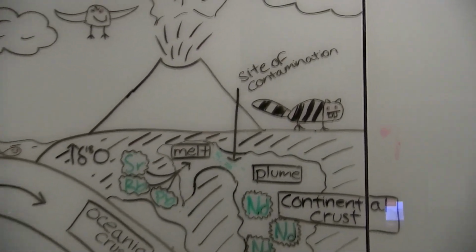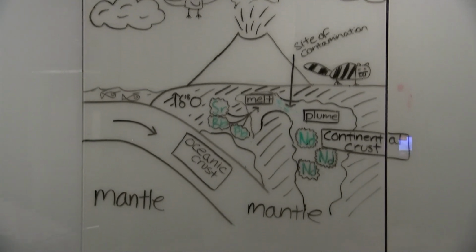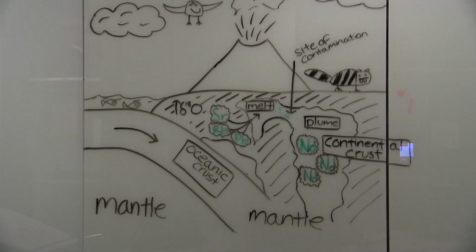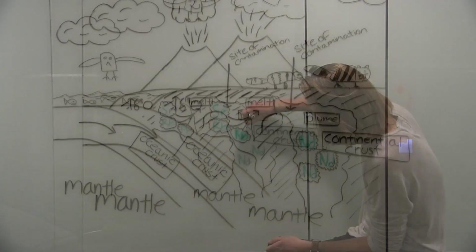And don't be afraid to add a little fish, just a cute little fella. You don't want to leave anyone out, maybe a trash panda or a bird too. There are lower strontium ratios in contaminated magma. This is because they are more dilute than MORBs, and therefore have a smaller ratio.